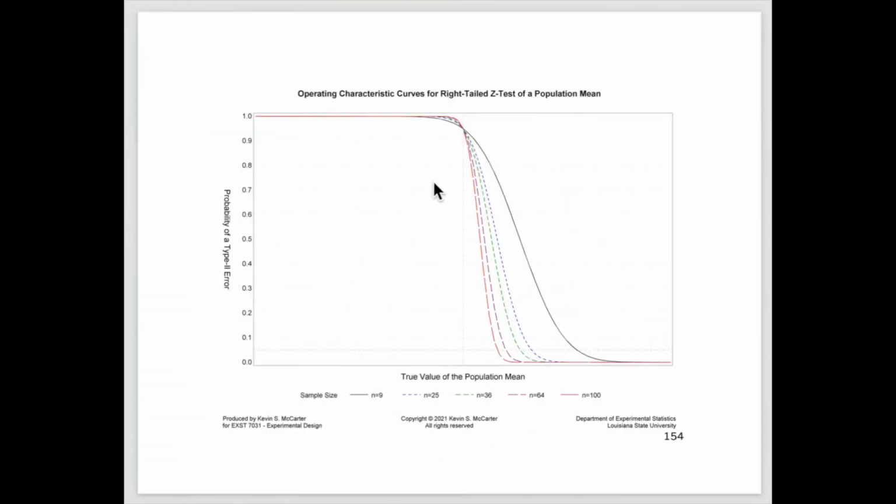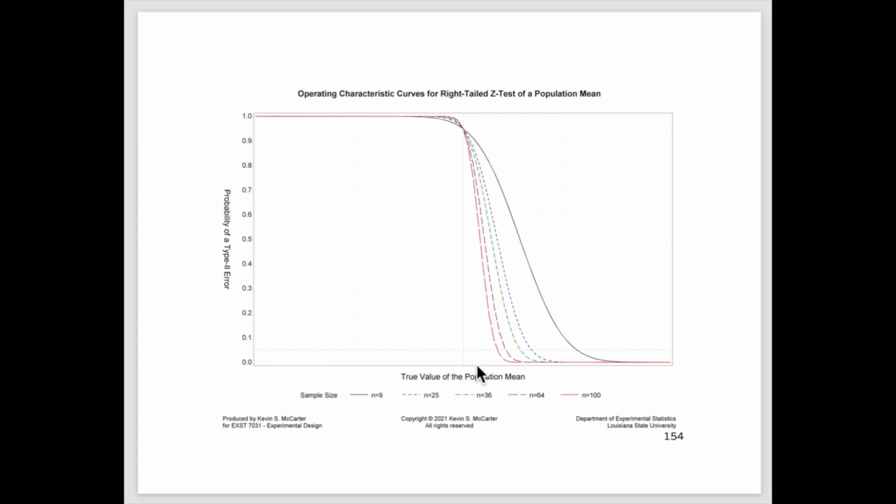And then finally, we have operating characteristic curves for a right-tailed z-test of a population mean. And so for a right-tailed test, the null hypothesis says that mu is less than or equal to mu sub 0. And so this is, again, the position of mu sub 0. And then if mu is at that point or to the left, then the null hypothesis is true. On the other hand, if mu is to the right of that point, the alternative hypothesis is true, and in that situation we would want to reject the null hypothesis.